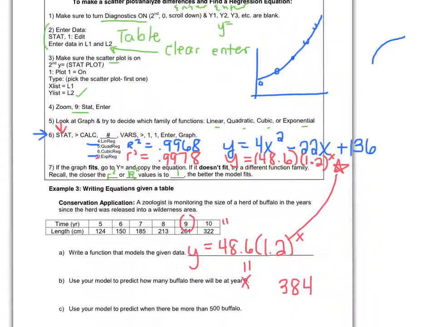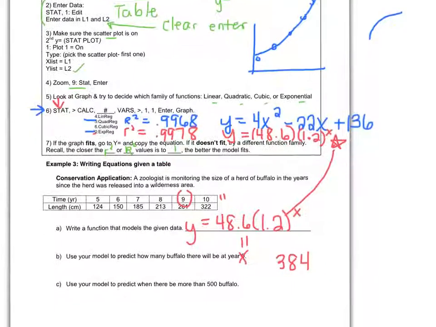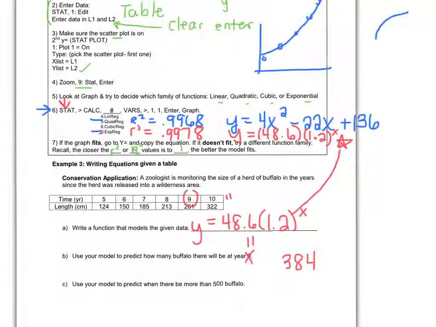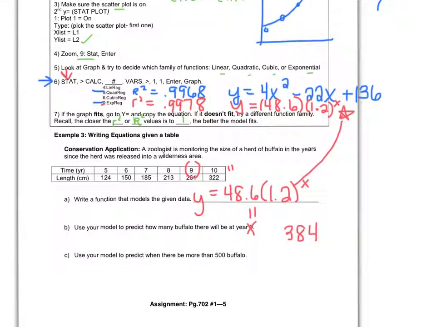And then the last question, question C, is when will there be more than 500 buffalo? So we just have to look and see when that number in the y is greater than 500. And when you look in the y, you'll see the number 558 or something very close to that. That's the first time the number's over 500, and that is at my favorite number, 13. So your answer would be 13 years.